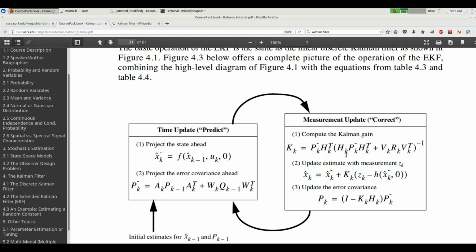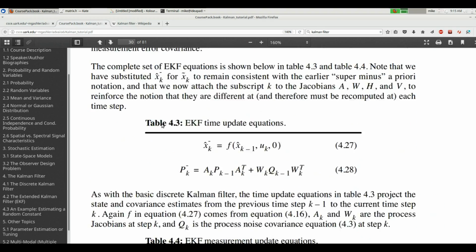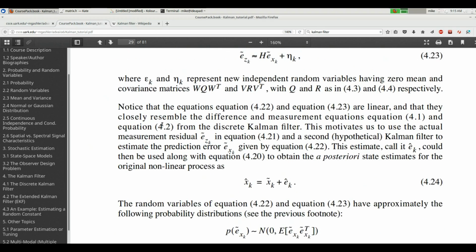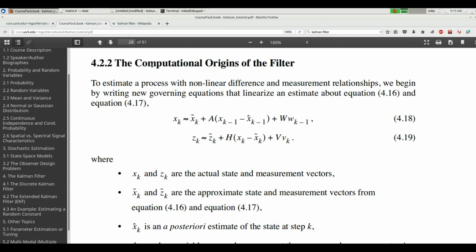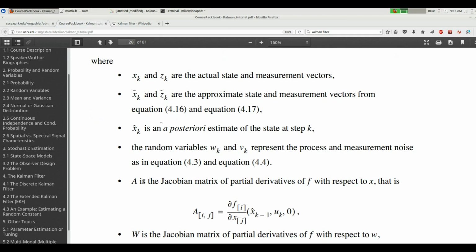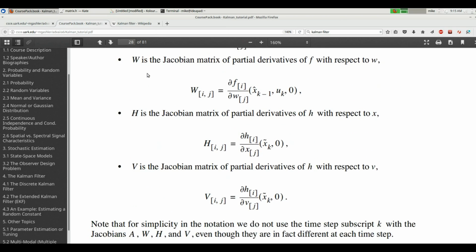The matrix H. Yep. So now there's a big H right there, and here's a little h, which is a function. And we need to talk about something called the Jacobian. Oh, yeah, it's a Jacobian. Sorry, I should have given the straight answer first, rather than the condescending answer. But yes, here it is. The computational origins of the filter. There's a nice table here. A is the Jacobian matrix of partial derivatives of f with respect to x. W is the Jacobian matrix of partial derivatives of f with respect to w. x hat sub k is a posterior estimate of the states at step k. So all your questions are answered right here.